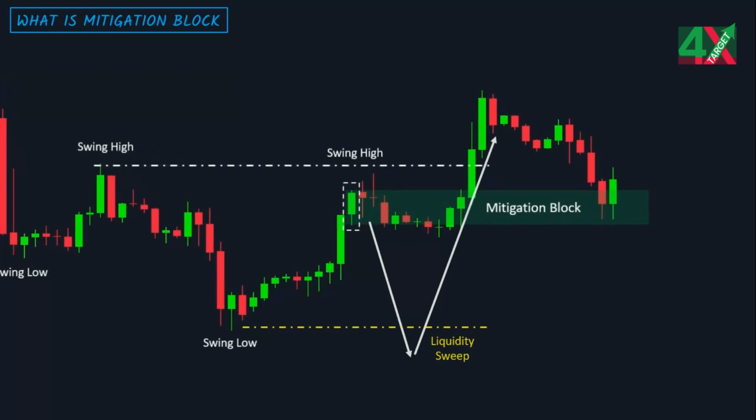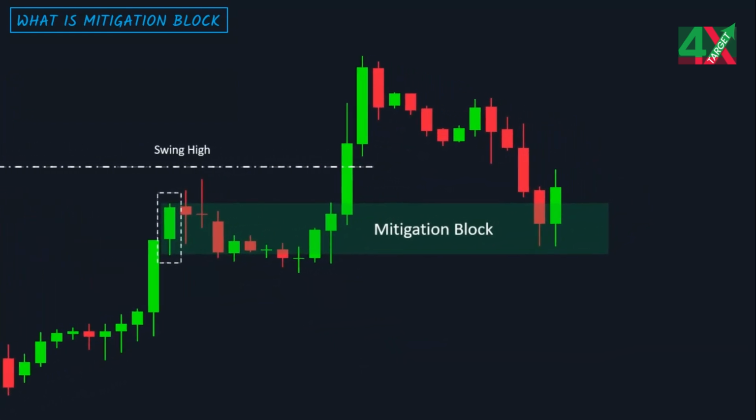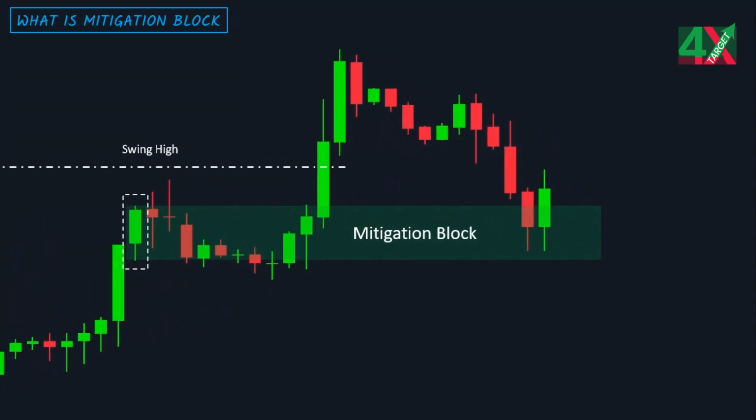In short, a mitigation block is the footprint left behind when the market shows its true direction after faking one side. By recognizing it, you can spot where smart money has adjusted its positions, and use that level to find precise entries.